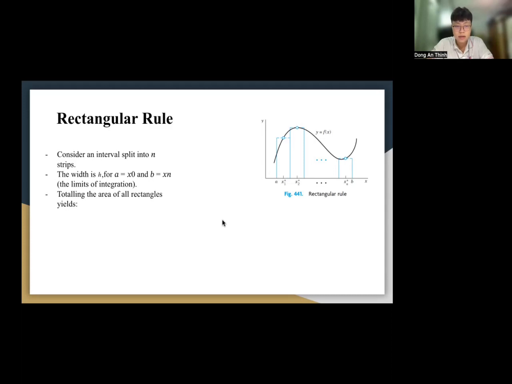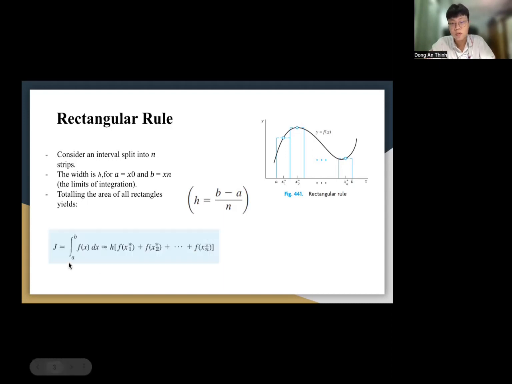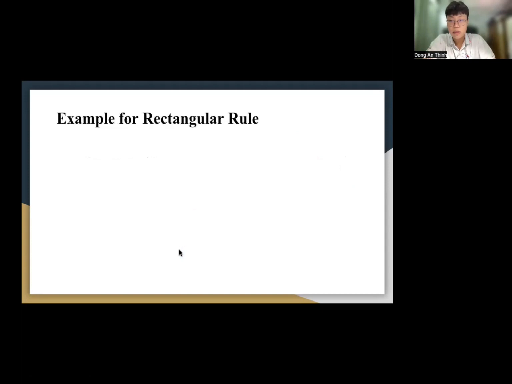And the width is h, where h is b minus a overall divided by n, and a and b are the limits of integration. So we just have the total area of all rectangles. That's the main key point of this rule. Here's the formula. Next, we will have an example for rectangular rules.